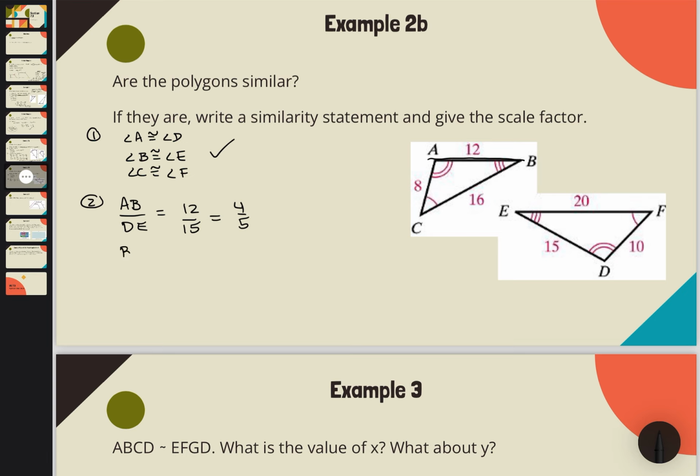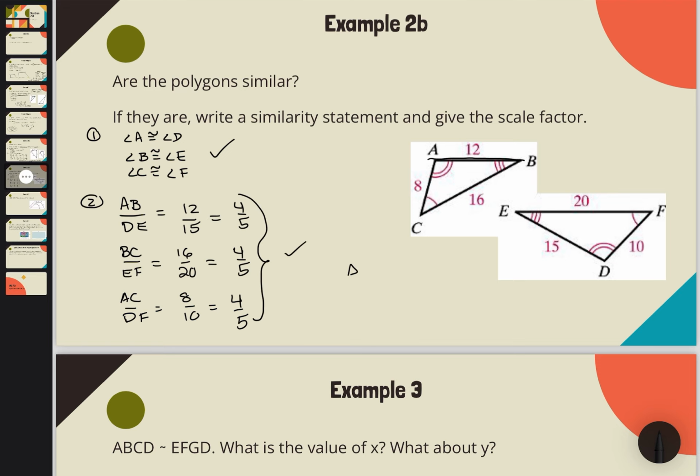Let's do BC. BC would be corresponding with which one? All right, we're looking at EF. So I have 16 over 20. How would that simplify? Well, I could divide both by 4, so 4 over 5. And then lastly, I'm looking at AC over DF. That'd be 8 over 10, which would also simplify to 4 over 5. So all of these are equal because I have equal ratios.